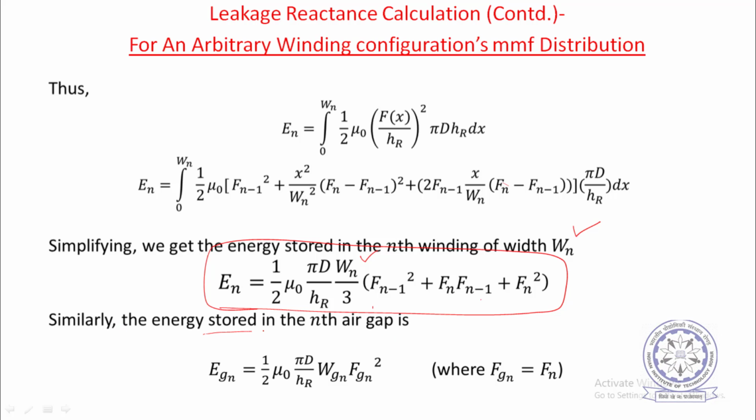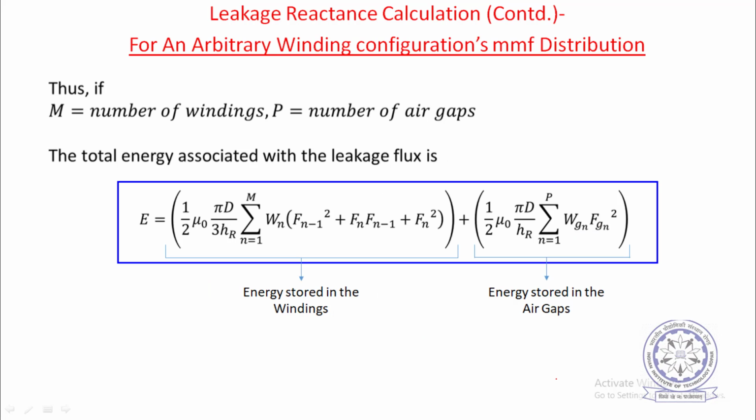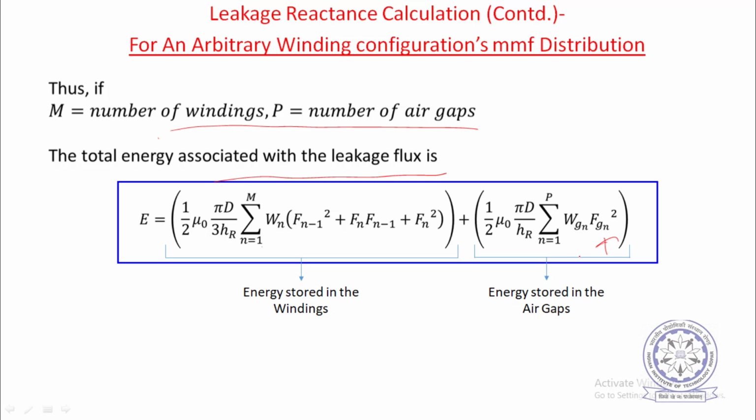Similarly, the energy stored in the nth air gap. Air gap also we have to consider. This is Fgn whole square, where Fgn is simply Fn. So this is how the energy stored can be calculated. Once energy stored is calculated, the total energy must be equated to half L i square to find out the leakage reactance. So if M is the number of windings and P is the number of air gaps, then the total energy associated with the leakage flux is the sum over n equals 1 to M, and again for air gaps n equals 1 to P. So this is how total energy is found. Once total energy is found, equate that to half L i square to find the leakage reactance.